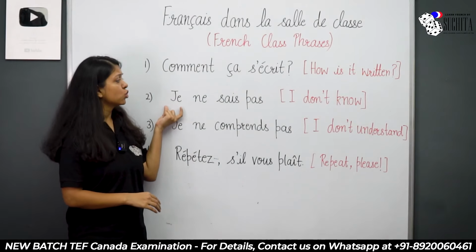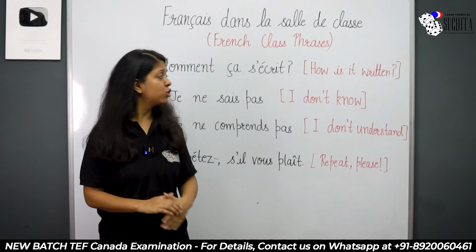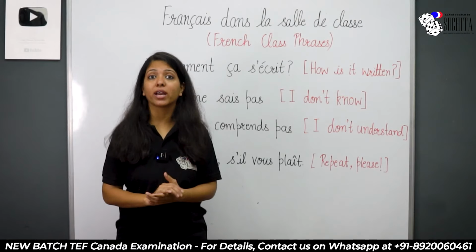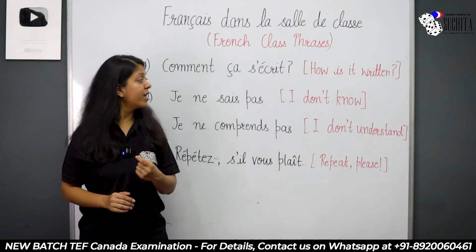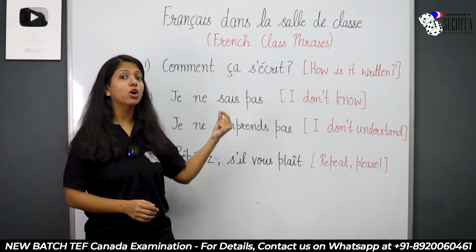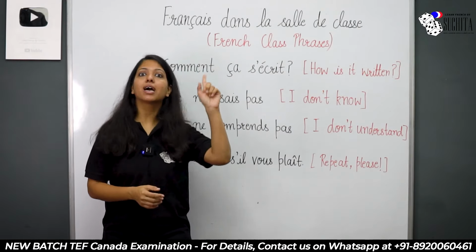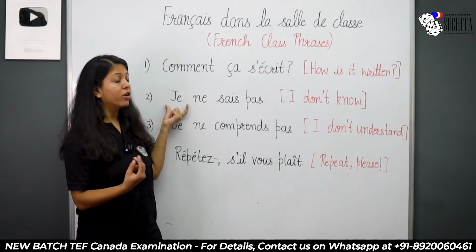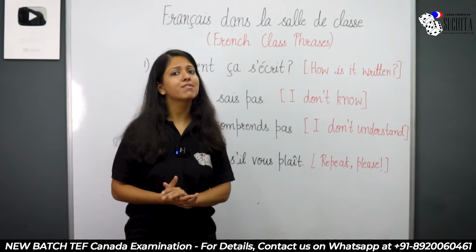The second one is je ne sais pas, which means I don't know. Now je sais is actually the verb savoir, which means to know. Je ne sais pas. I don't know. If you do not know the verb savoir and how to conjugate it, I'm going to mention the link in the card above. You can watch that video and then come back here again. So the second one is je ne sais pas. I don't know.